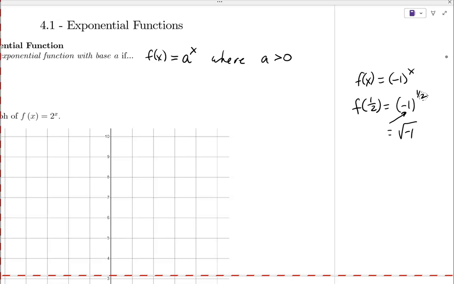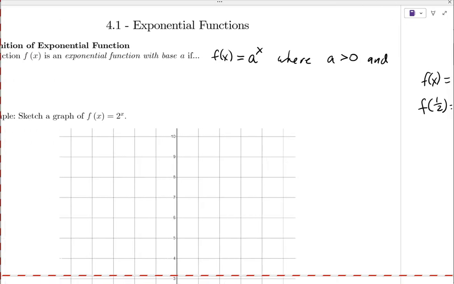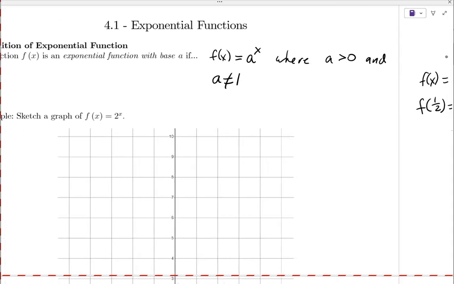The other case that we want to get rid of is we don't want a to be 1. Not because it can't be 1, but what happens if a is 1? What do you get all the time when you plug something in for x if your base is 1? 1, right? Because 1 to any power is 1. So you always get 1. That's not very interesting. You already know what that looks like. It's a constant. The graph would be a horizontal line.